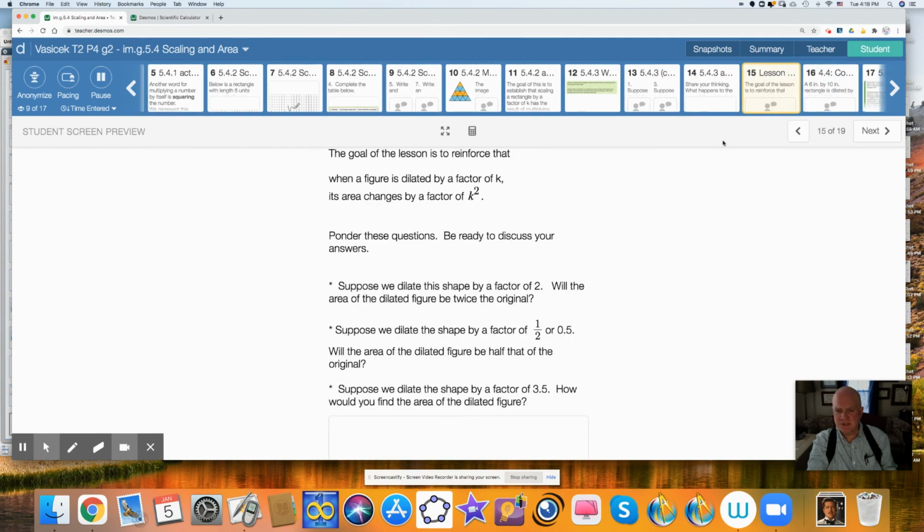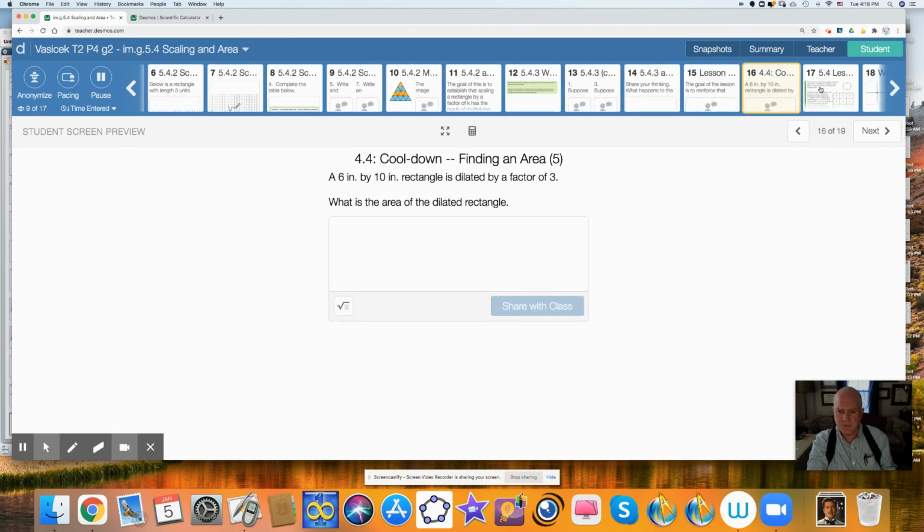And for the lesson synthesis, be sure you can explain that the area is proportional to the scale factor squared. And whether that's smaller than 1 or larger than 1, it still works the same. A 6 by 10 rectangle is dilated by a factor of 3. What is the area of the dilated rectangle? The area of this would be 60. If you multiply it times 3 squared, which would be 60 times 9, would be 540.